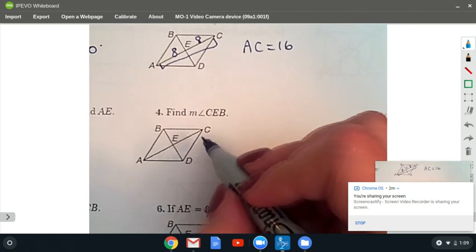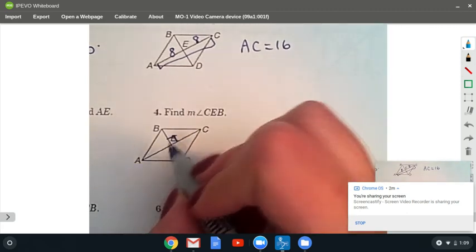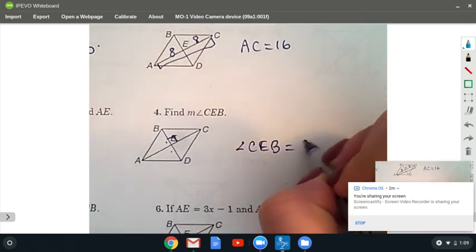This is another easy one here, CEB, that should be a right angle. All of those insides are right angles. So angle CEB should equal 90 degrees.